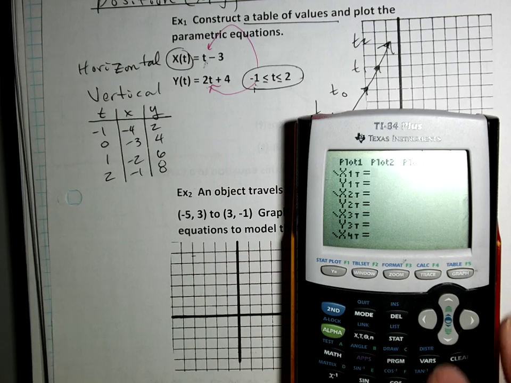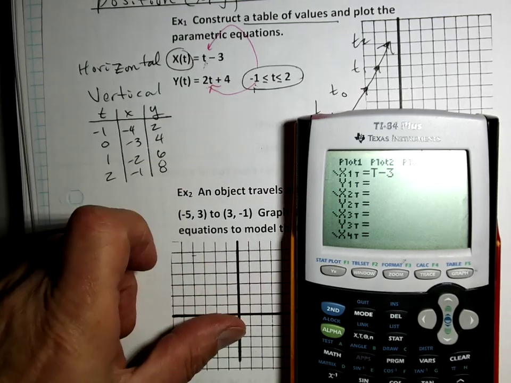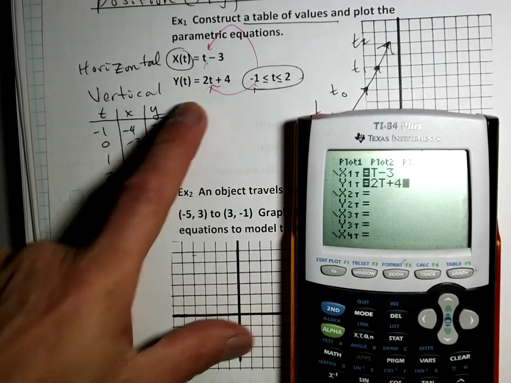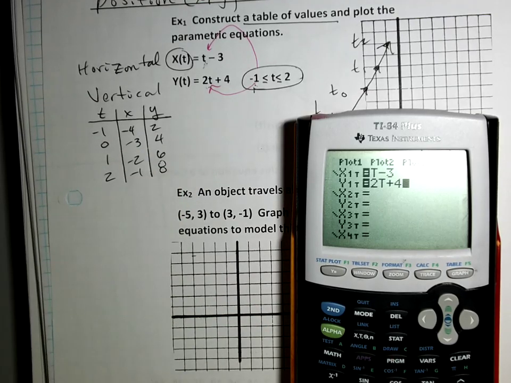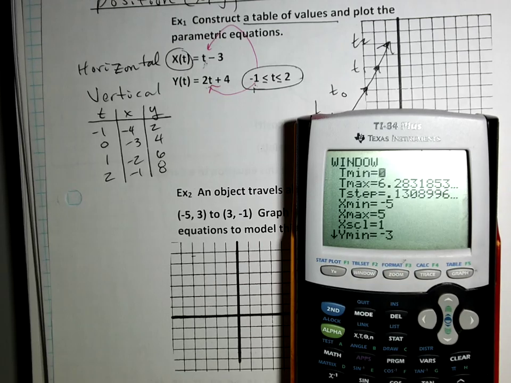So I'm going to go t, subtract 3, and I'm going to go 2t plus 4. How am I doing? Good. Okay, now the window is kind of important. The window is very important. So if I go to the window, I'm given time.